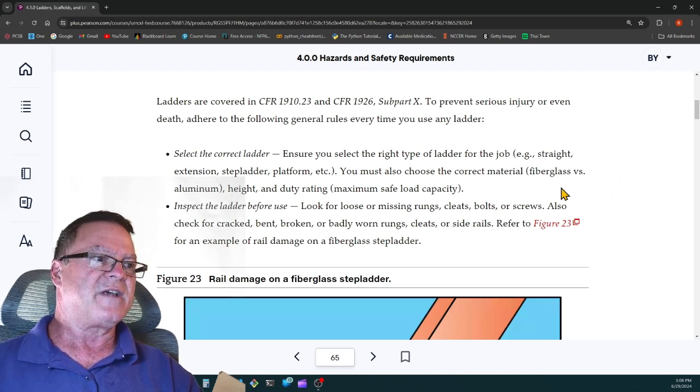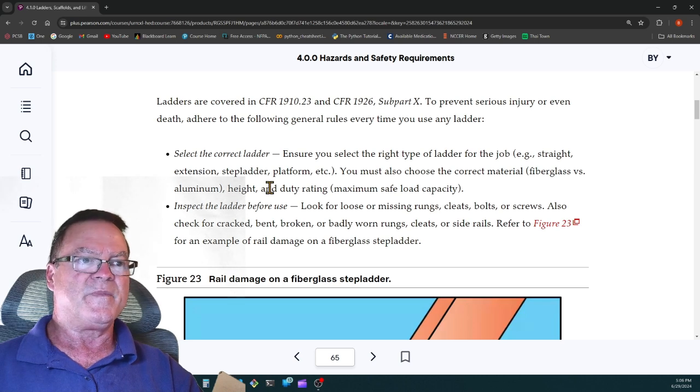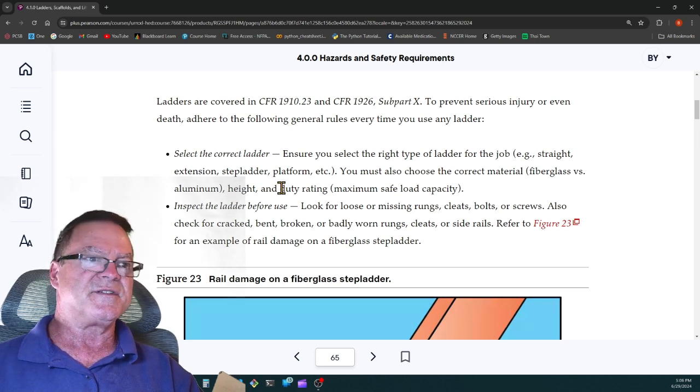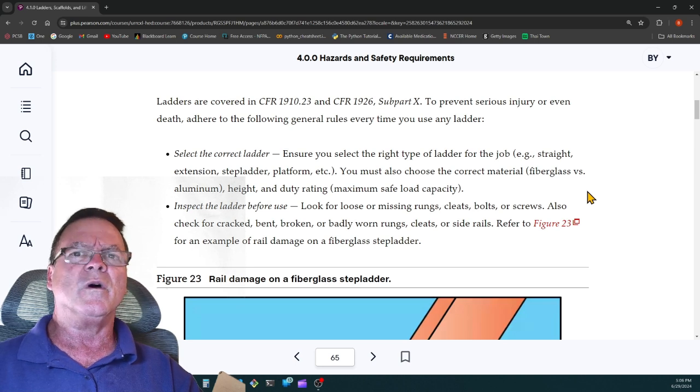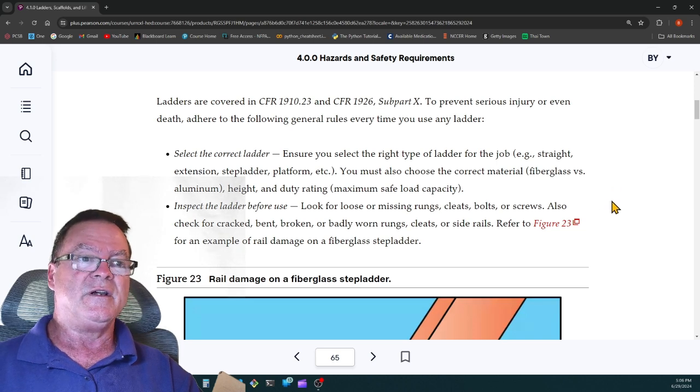Ensure you select the right type of ladder for the job, either a straight ladder, extension ladder, step ladder, or platform. You must also choose the correct material, fiberglass versus aluminum. I don't know that they use aluminum ladders on jobs anymore. I think they've been done away with. Basically, all ladders are going to be fiberglass or wood, and I don't think there are a lot of jobs that want wood anymore. So fiberglass ladders really are what you're going to see.